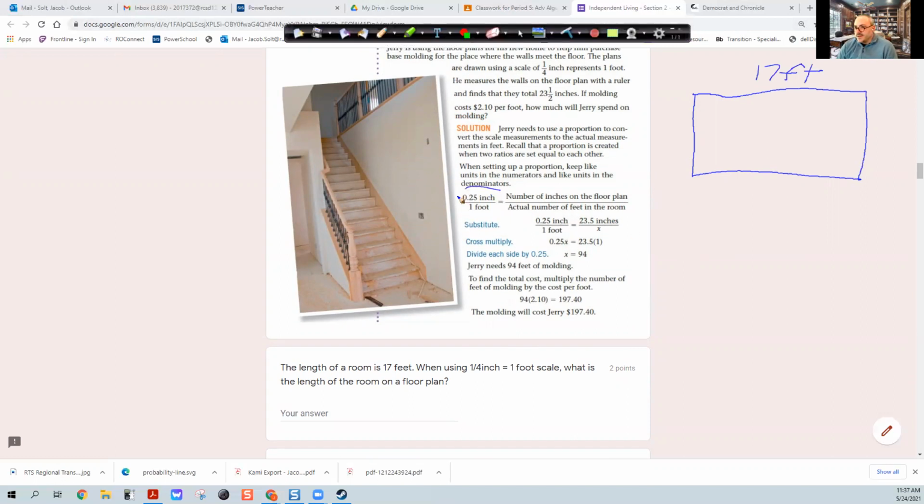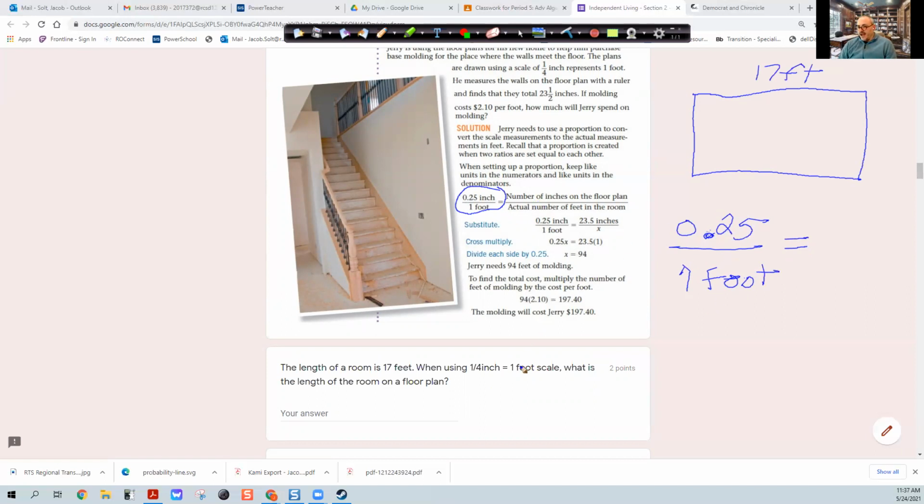All right. That's how they did it. They just put 0.25 over 1 foot. Right. Okay. That's my proportion.